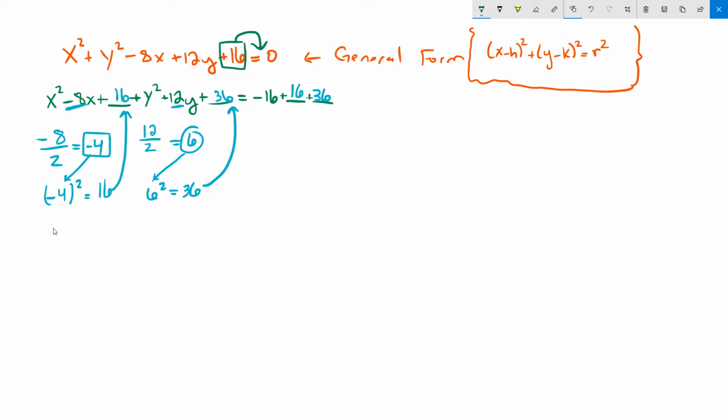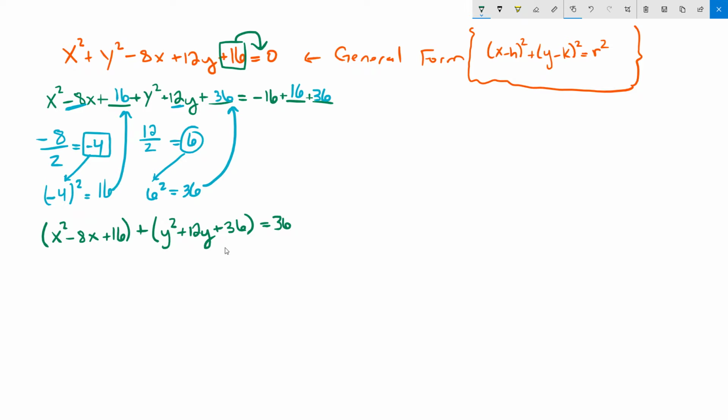So we'll write it as x squared minus 8x plus 16. So this is all my x stuff, plus y squared plus 12y plus 36. And this is all going to be equal to whatever this sums up to. So because we have a negative 16 and a positive 16, both of these just end up canceling, so we get just 36. So we have 36 right there, okay?